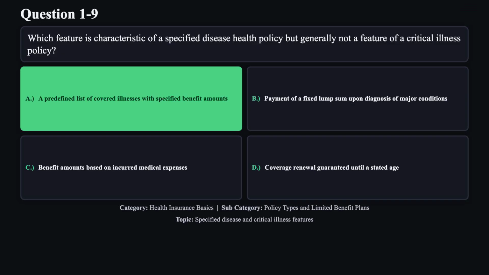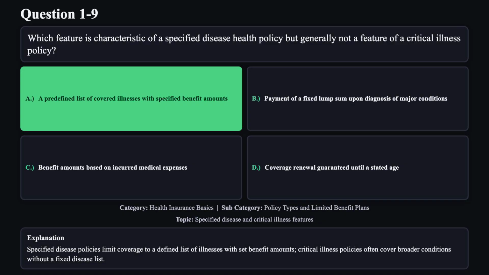The correct answer is A. Specified disease policies limit coverage to a defined list of illnesses with set benefit amounts. Critical illness policies often cover broader conditions without a fixed disease list.